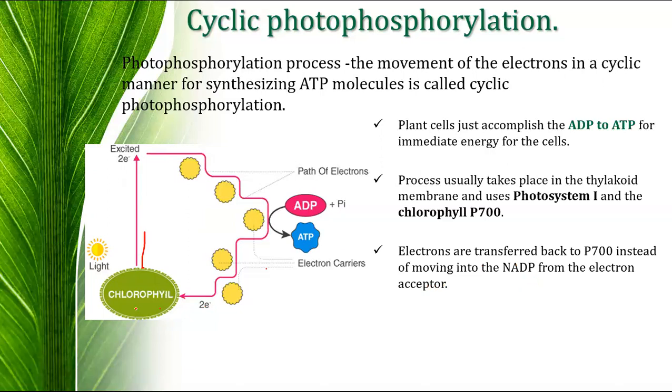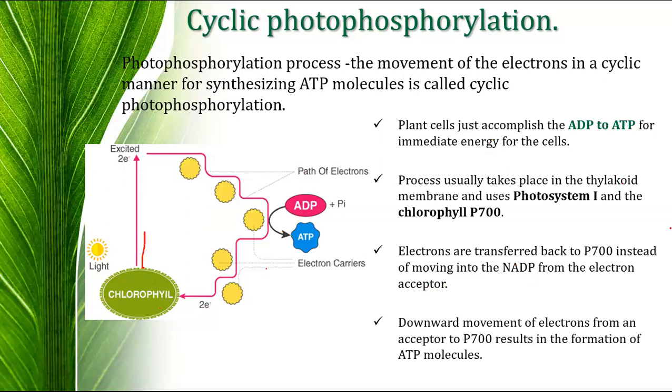So the electron again passes back to photosystem I. That's why it is in a cyclic manner. So this is a downward movement of an electron from the acceptor. Now this is the acceptor to the P700, and as a result, the ATP molecule is formed.